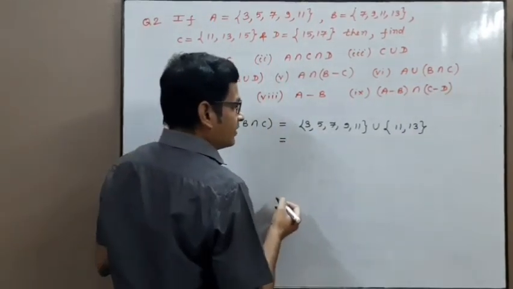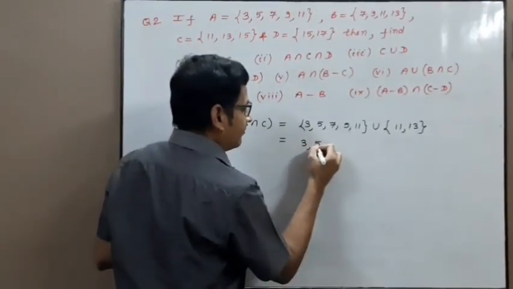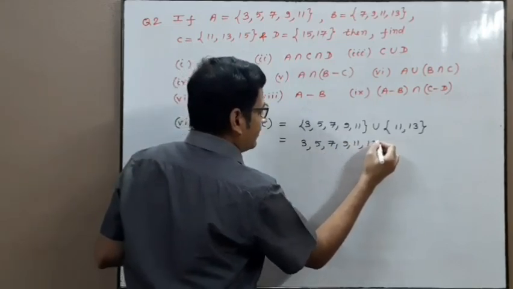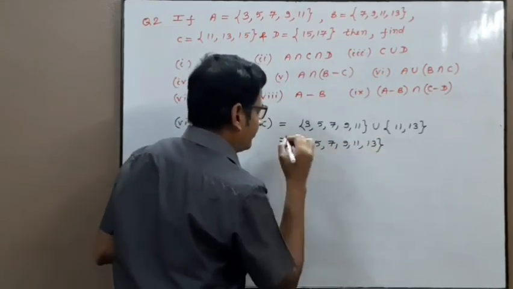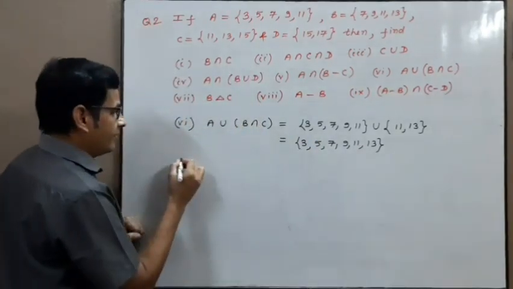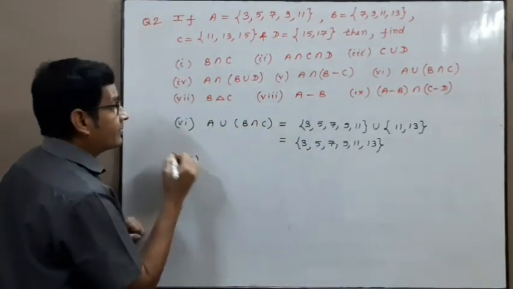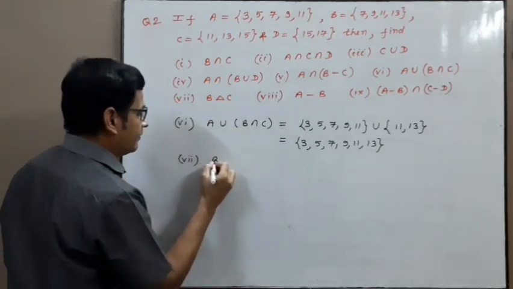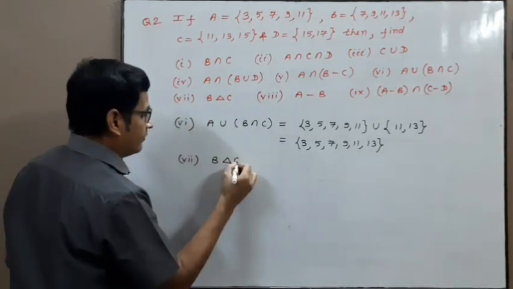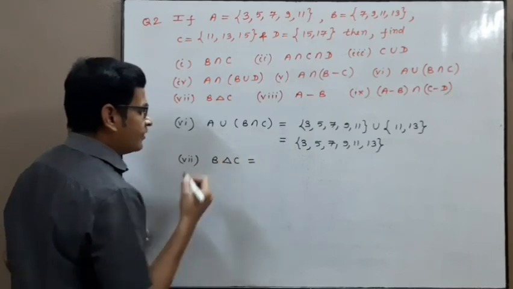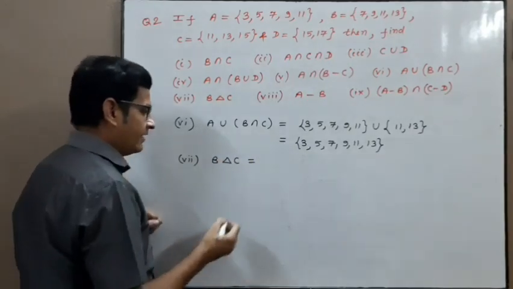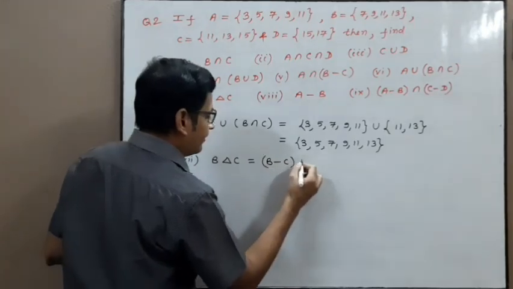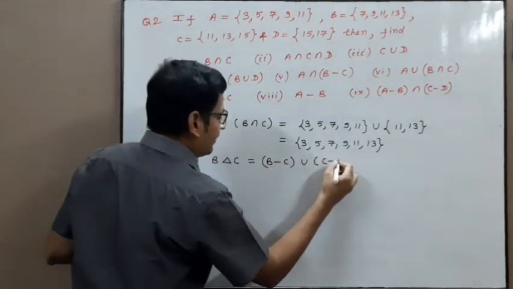Now tell me the union of these two sets: 3, 5, 7, 9, 11 and 13. The 7th point: B delta C means the symmetric difference of two sets B and C, which is denoted by B minus C union C minus B.